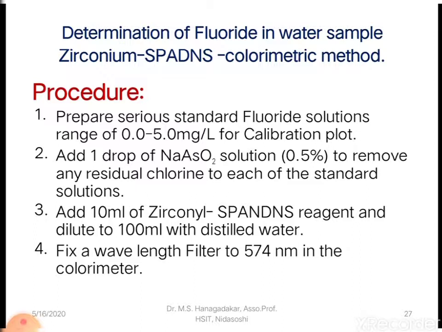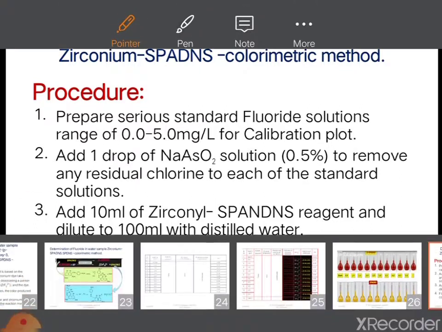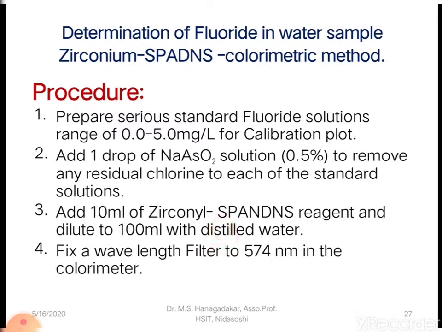So let us begin now with the procedure, how to follow this technique. The first step: prepare a series of standard fluoride solutions in the range of 0.0 to 5 mg per liter or ppm to plot the calibration curve. Second point: add one drop of sodium arsenate solution of 0.5% to each of the standard flasks to remove the residual chlorine and prevent interference of chloride in the analysis. Then for each flask, we need to add 10 ml of zirconyl SPADNS reagent and dilute with distilled water up to 100 ml by using the volumetric flask.